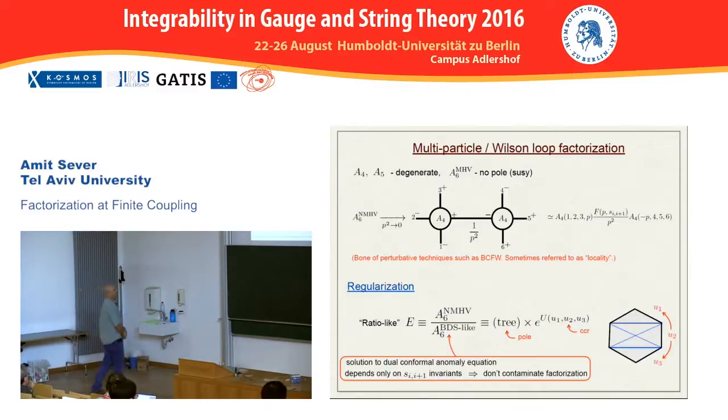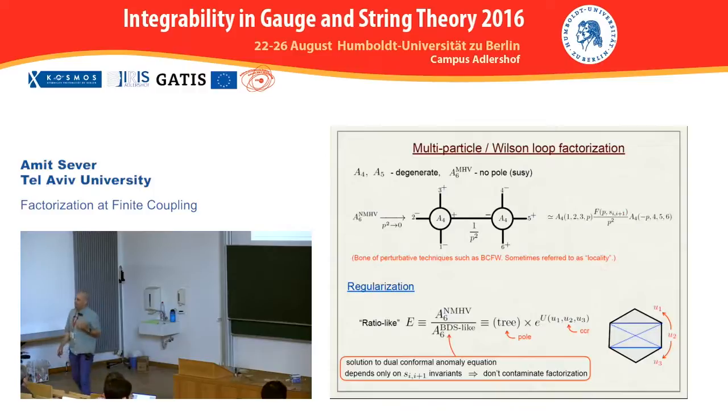And before doing so, of course, such an amplitude, when you go to loop level, has divergences. So let me first discuss how we regularize such an amplitude. I want to regularize it not in the standard way, but in a way that will allow us to isolate the physics of this factorization limit. So we define a ratio-like function. The usual ratio function is defined by the NMHV divided by the MHV amplitude.